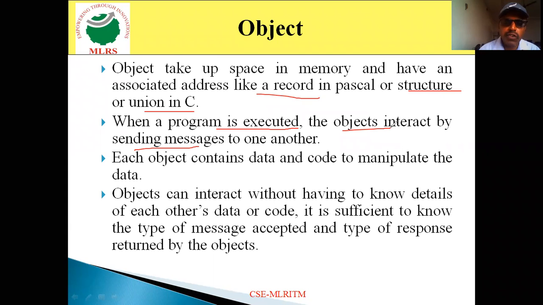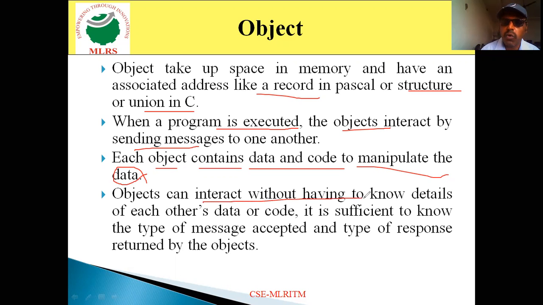Here, the objects are interacting with each other in the form of messages. Means one object is sending a message to another object. Similarly, another object will send a message to another object. And one more thing, when the objects are sending messages to one another, then definitely the object contains the data and code to manipulate that particular data. The object contains data and code to manipulate that particular data.